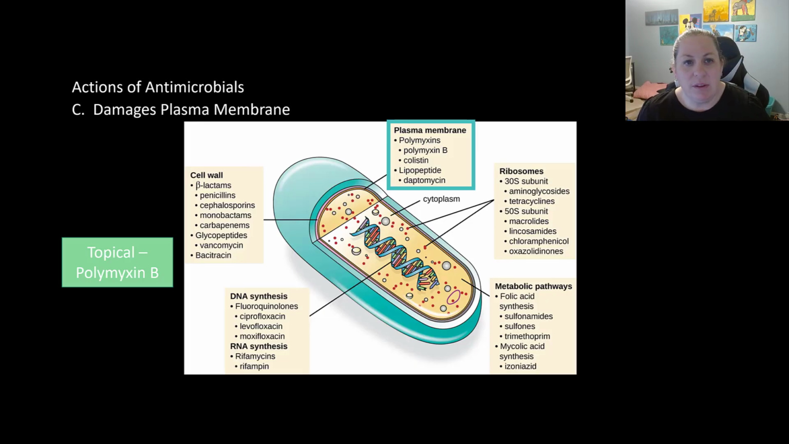The next group are the ones who are going to damage the plasma membrane. When we look at the ones for the plasma membrane, the main one that we see is polymyxin B. This is a topical type of antibiotic, so it's going to go on the skin. And we have to be really careful with this group. Bacteria is going to become very resistant to these if they are overused. So we have to be careful about not using it too often or over prescribing it.